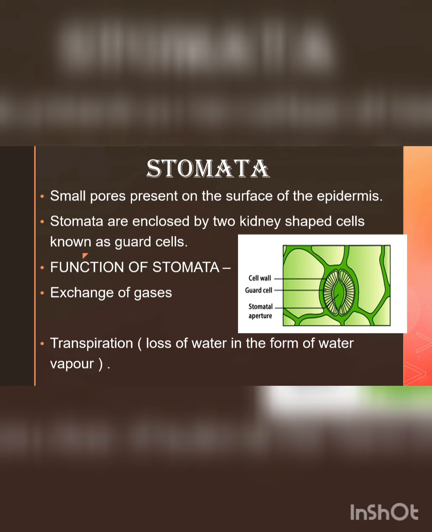Stomata are nothing but the small pores present on the epidermis, and each is surrounded by two kidney shaped cells. Here you can see these kidney shaped cells, and their name is guard cells, which help in two functions.